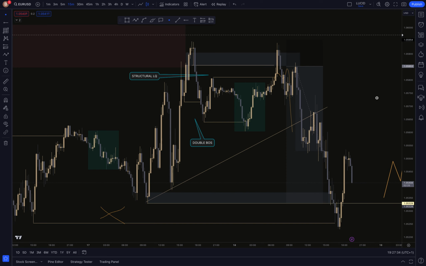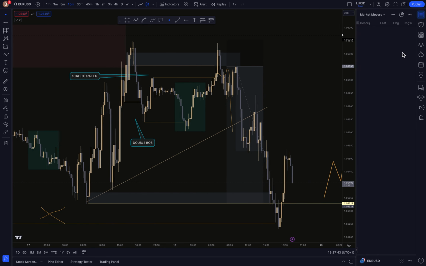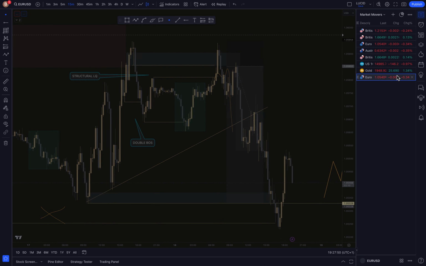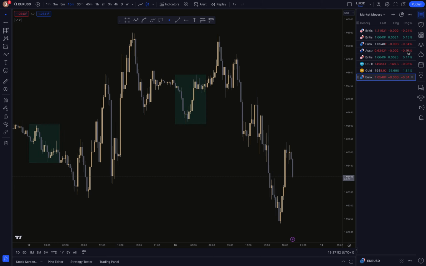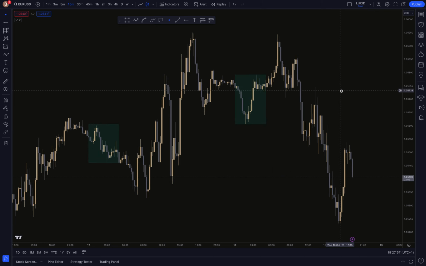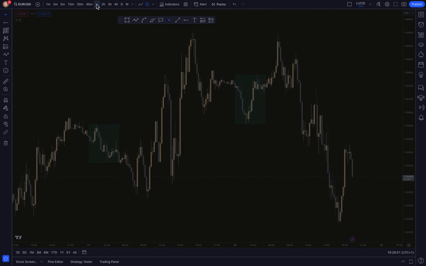So I don't want to use this chart, I don't want to spoil my markup, so let me go to a new chart for Euro USD and then we'll get going. So right here I'm on the Euro USD for forex.com.